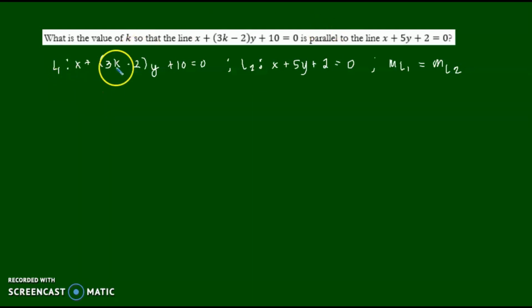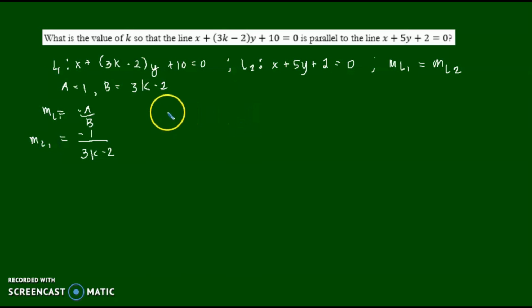So for line 1, let's first identify the values of a and b. The value of a is 1, which is the numerical coefficient of x, while b is the numerical coefficient of y, which is 3k minus 2. Since slope is equal to negative a over b, substitute the values: negative 1 over 3k minus 2. So this is the slope of line 1.